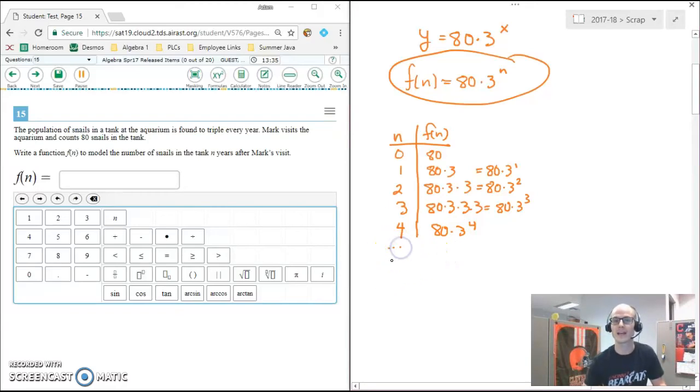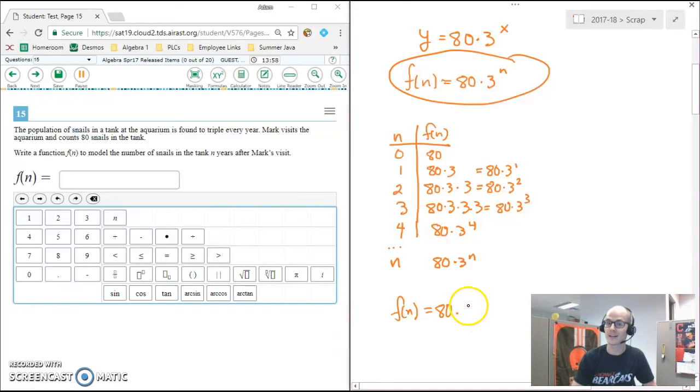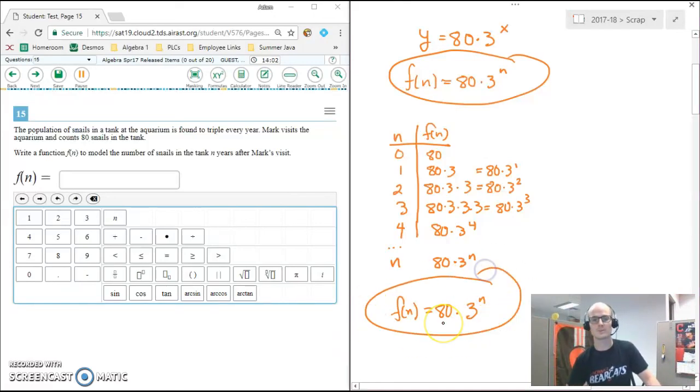Now here's the big jump, because we want to keep this open for any number of years n. Well, following the same logic, if we are just using the number of years as the exponent, this should be 80 times 3 to the n. And that is how we can relearn what the exponential function is. We now know that f of n is the same as taking the number 80 and multiplying it by 3 n number of times for the number of years. And that would be your final answer.